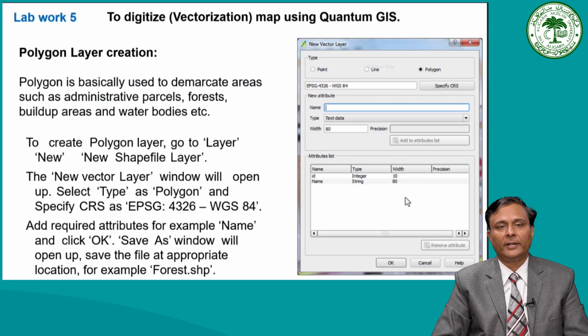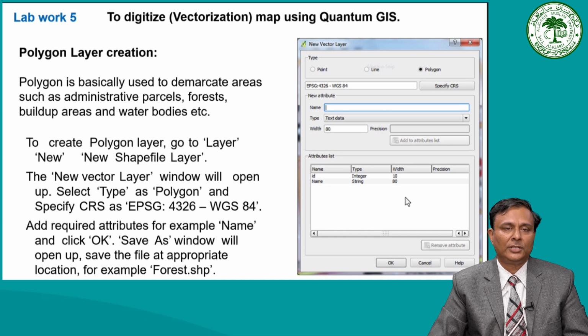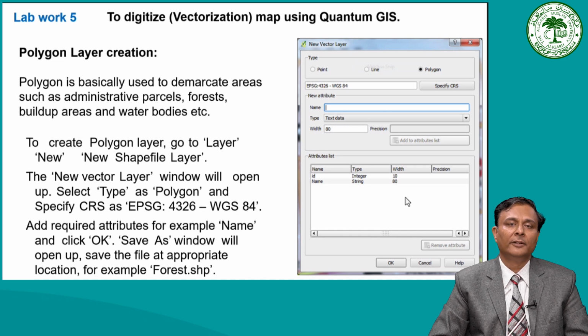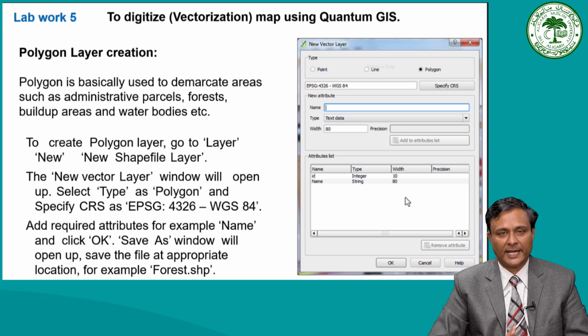So for polygon layer creation, again the same process which we adopted for point entity and line entity, we go to the menu bar and click on layer, and from layer you need to click on the new shapefile layer, and there you have to select the new vector layer, and this window will open. There you need to select the polygon. Earlier we selected point when we were digitizing point entity, we selected line when we digitized line entity. Now in this session we would be digitizing polygon entity, so we would be selecting polygon entity.